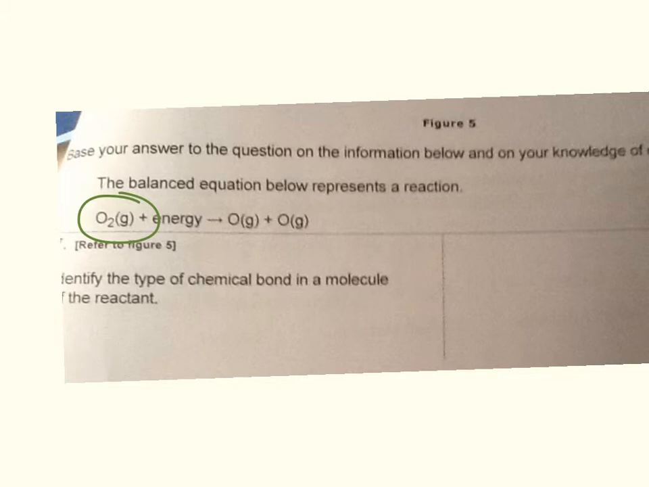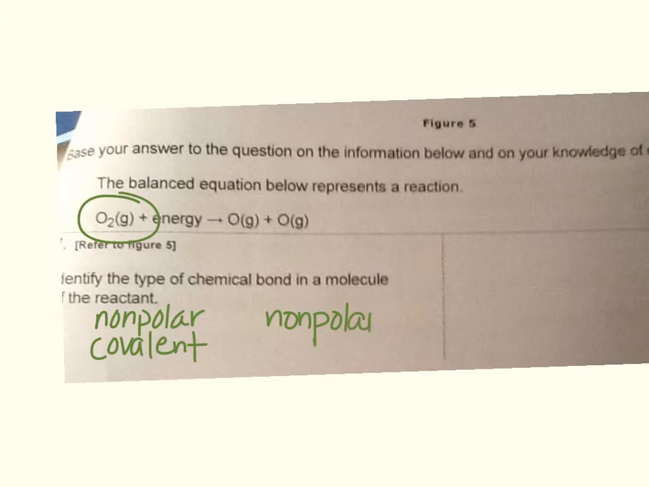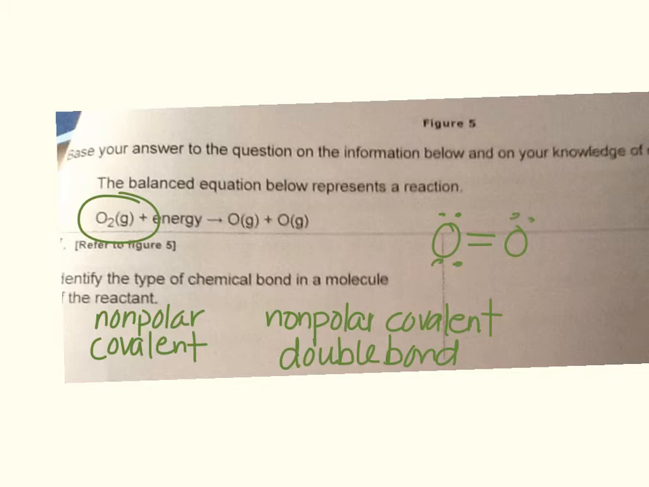You could have told me a couple of things. You could have said nonpolar. You could have said covalent. You could have put them together and said nonpolar covalent. And you could have even told me double bond, because oxygen, when bonded to itself, has a double bond. Any of those four responses got you the point. Okay, these last two questions just happened to work that way.